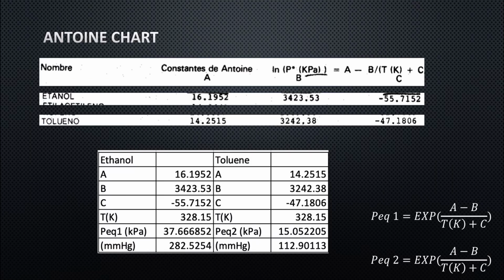The data for A, B, and C were found from Antoine's table. We obtained the pressure using the following equation that you can see here on the screen, for both pressures. And about the temperature, we got it because the problem gave us this data.